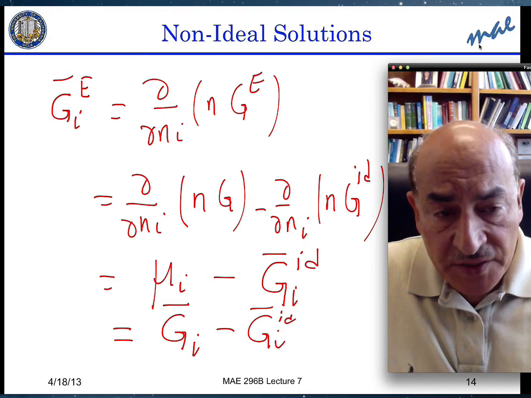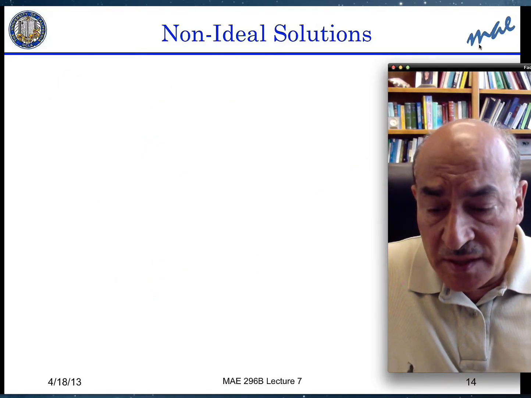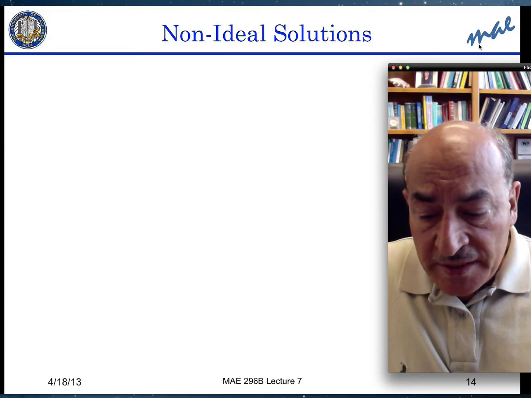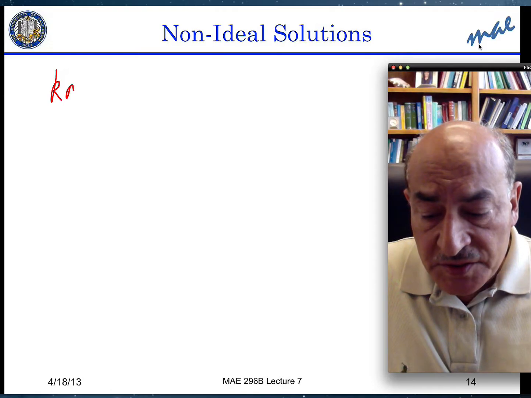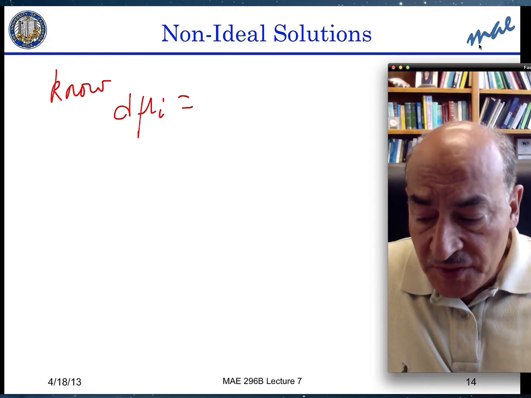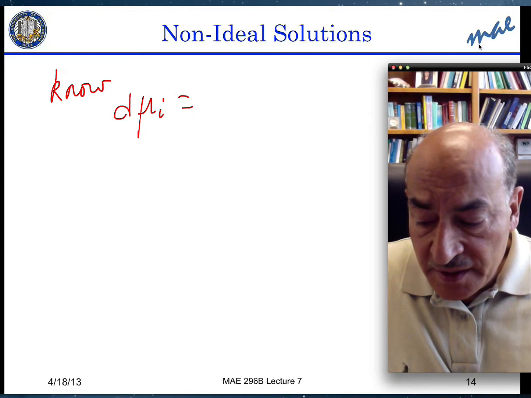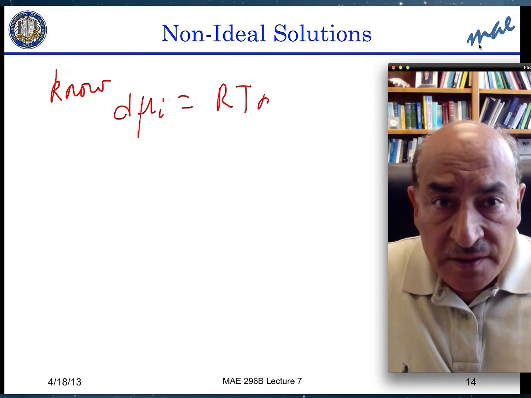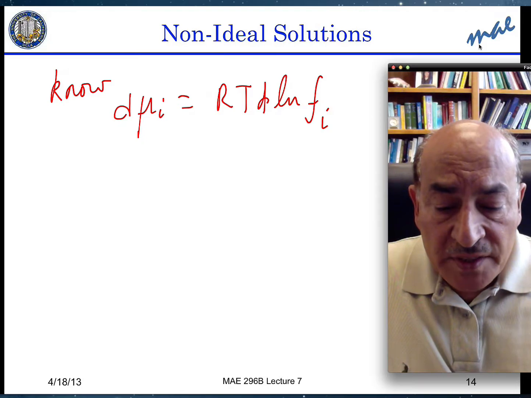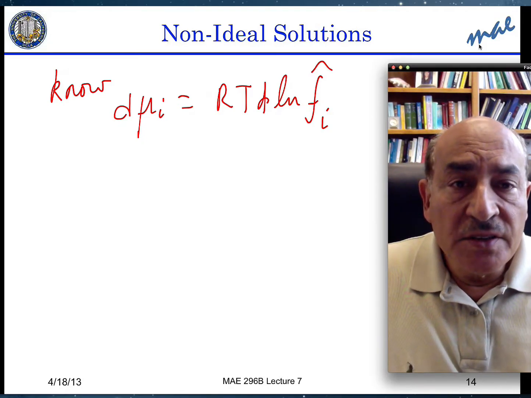If we clear the page, we know that the relationship between mu and the fugacity has been defined before as RT d ln of the fugacity, but the fugacity is in the solution, so I give it a hat here.